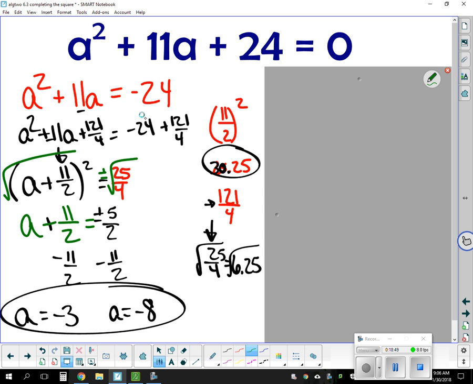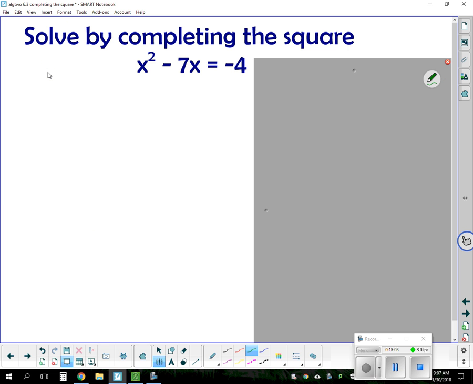Many of these problems will end up working with fractions or decimals. If your b is an odd number, you're going to have fractions and decimals. You got to deal with it. So you guys try this one. I'm going to pause the video here, and when you guys are ready, you can hit play. And then at that point, we will start going over the problem.